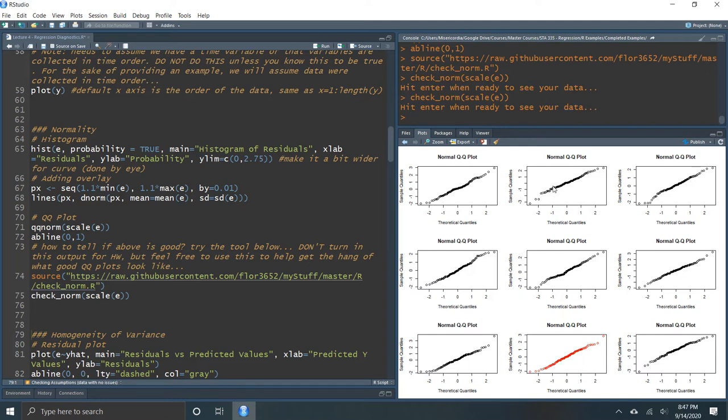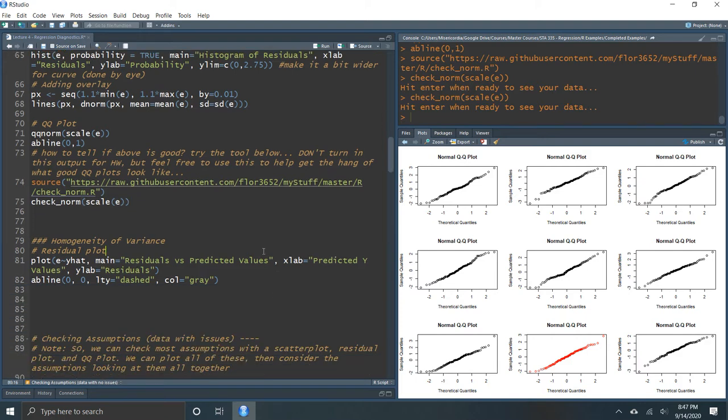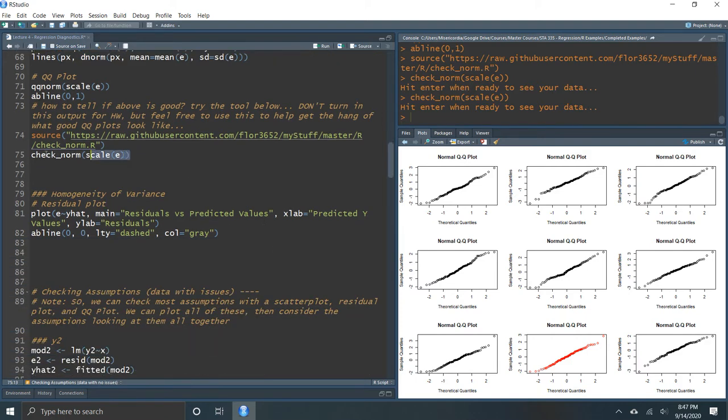So again, what that's indicating is that patterns like this are expected under a normal distribution, just by random chance, or at least under a normal distribution with the sample size that I have. So this check norm tool can be very handy, especially while you're getting the hang of it. You would never put this in a homework assignment. So what you would do is run this on your own and see if you can identify.